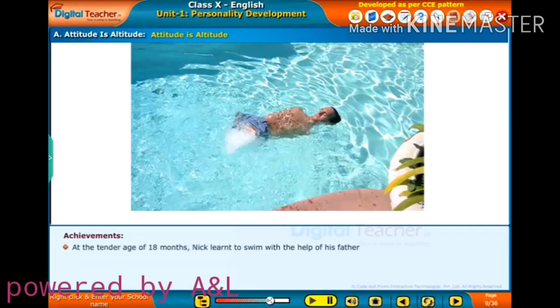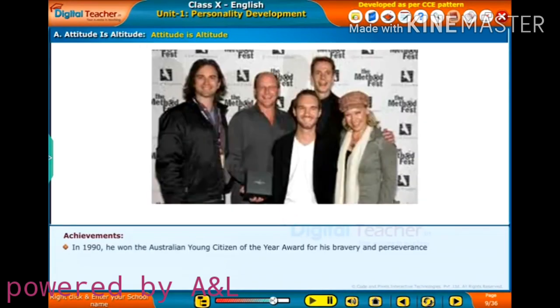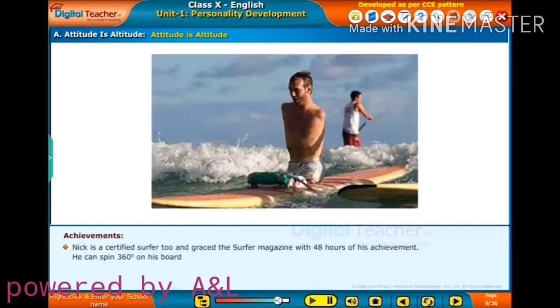At the tender age of 18 months, Nick learned to swim with the help of his father. In 1990, he won the Australian Young Citizen of the Year award for his bravery and perseverance. Nick is a certified surfer too and graced the Surfer magazine with 48 hours of his achievement. He can spin 360 degrees on his board.